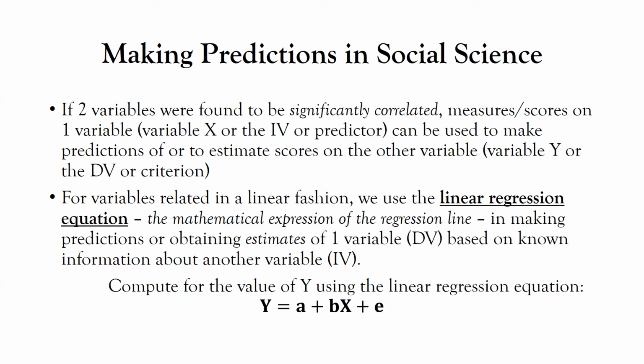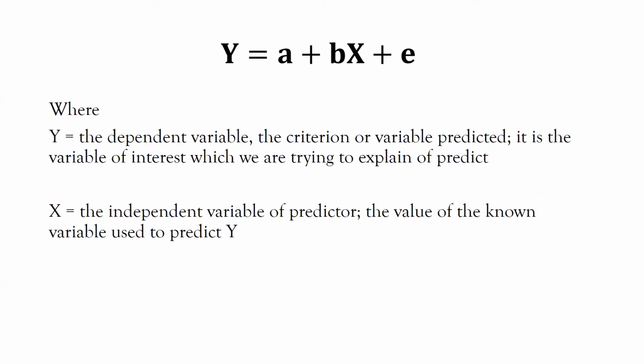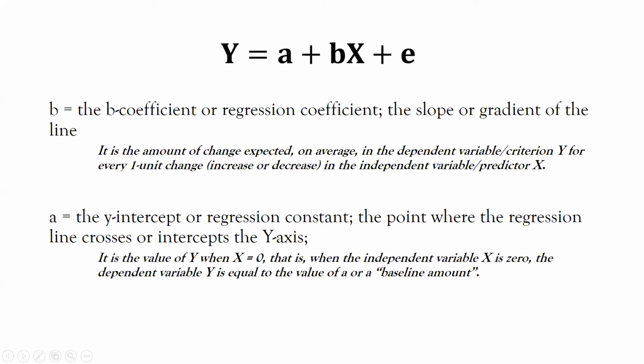All right, so what are the elements of this equation? For statistics used in social research, y pertains to the dependent variable or the criterion, the variable you're trying to predict. It is the variable of interest we are trying to explain or predict. X, on the other hand, here in this equation in bx, is the independent variable or the predictor. It's the value of the known variable or the IV that you will use to predict y. Okay? B, on the other hand, is the B coefficient or the regression coefficient.